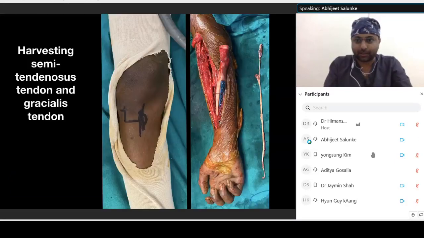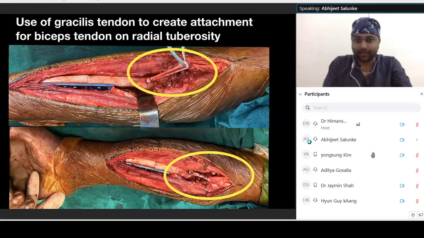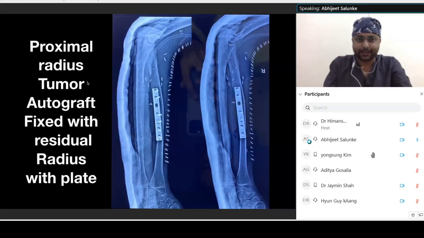And we'd like to share what we use for reconstruction. This is the semitendinosus and gracilis tendon. For soft tissue reconstruction, we use this. We cover the bone, the annular ligament, and fix it with the ulna. This is the biceps tendon. We will anchor it to the radial tuberosity. We made a loop here and attached the biceps tendon here so that he will have very good elbow flexion. And this is the plate which was used, and this is the osteotomy. This was his post-op x-ray.